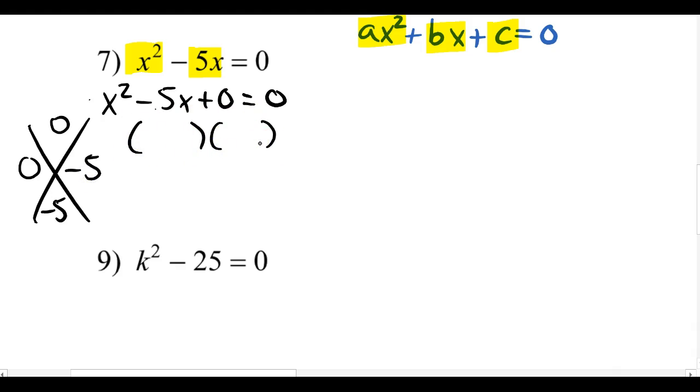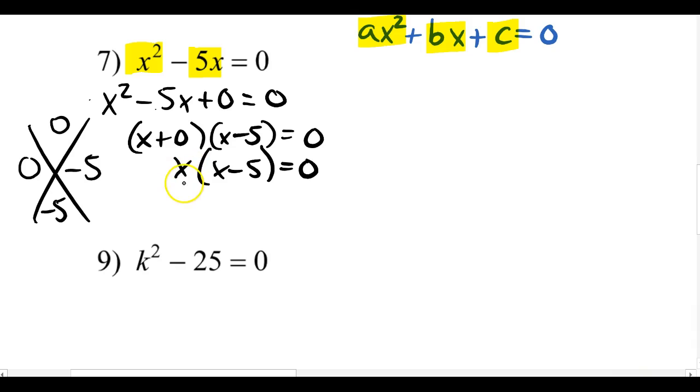And the first number is 1, so I can go straight to my parentheses. x plus 0 and x minus 5. Well, I know here I'd have to plug in 0. And actually, let's rewrite this because I don't need 0, right? So let's rewrite this as x times x minus 5. And now, to plug in, I would have to plug in 0 here, so x equals 0. And here, I'd have to plug in 5. Because x is a liar, and this is negative, this is positive.